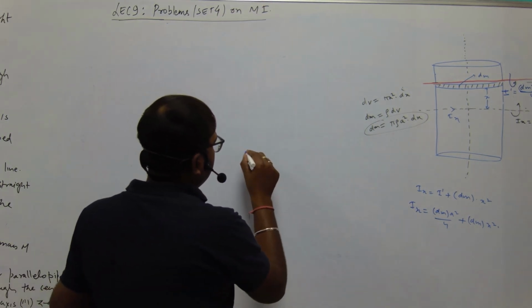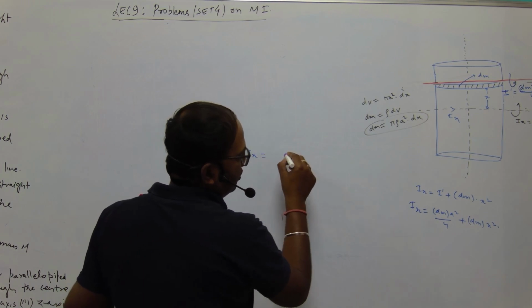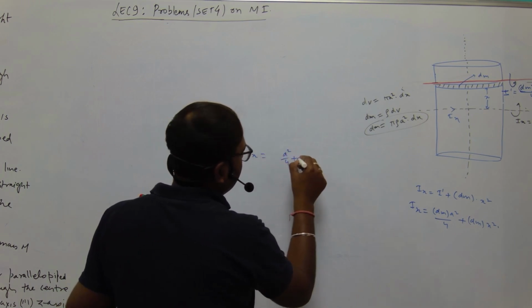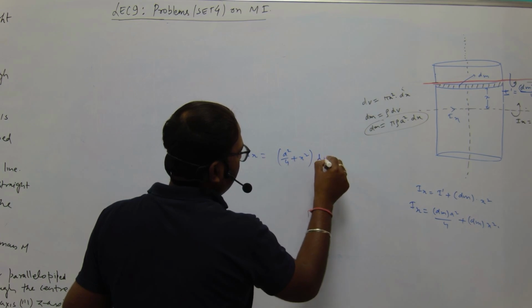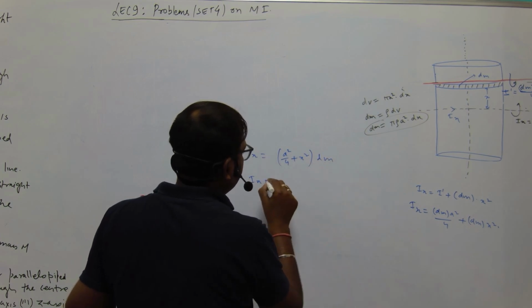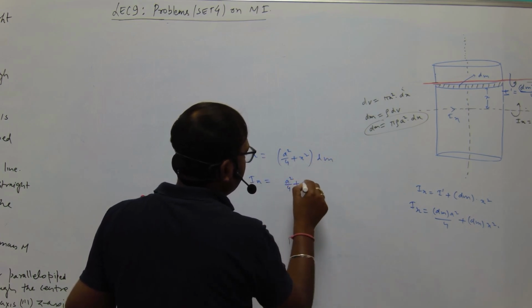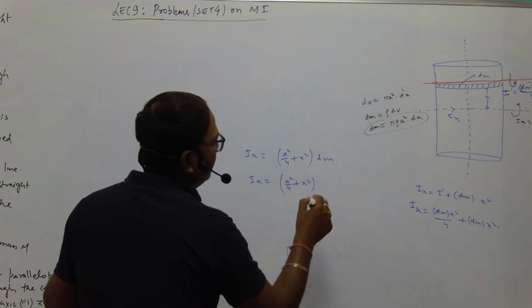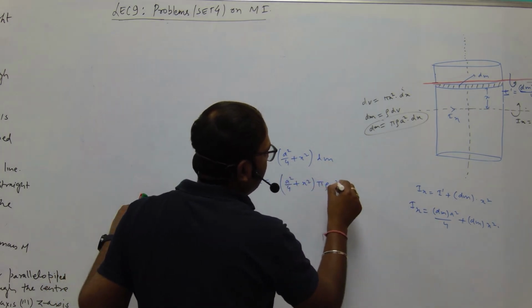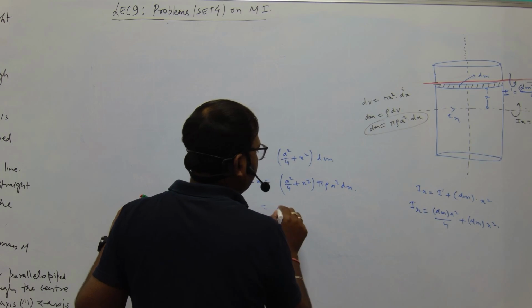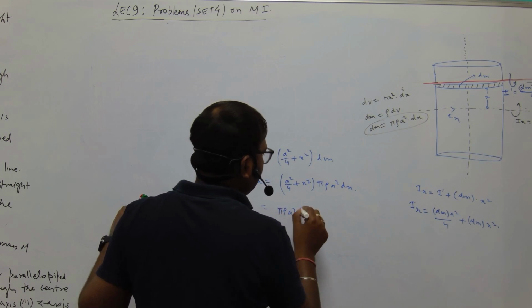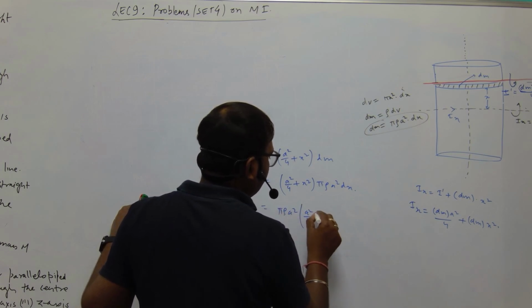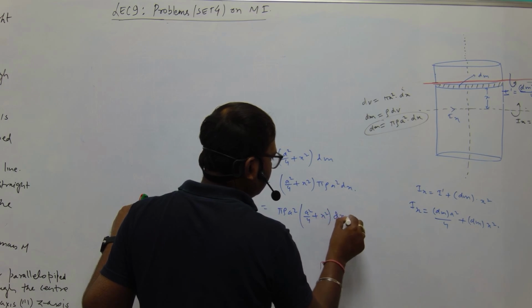So we have Ix is equal to (a square upon 4 plus x square) into dm. The value of dm is pi rho a square into dx. So we have this as pi rho a square into (a square upon 4 plus x square) into dx.